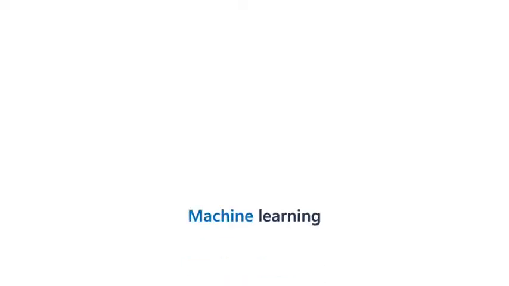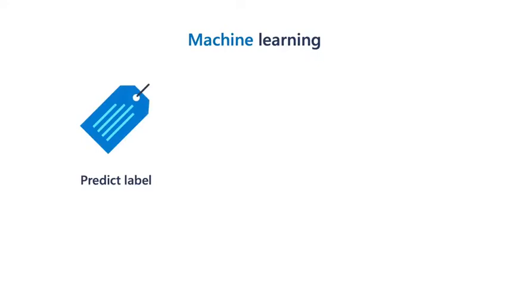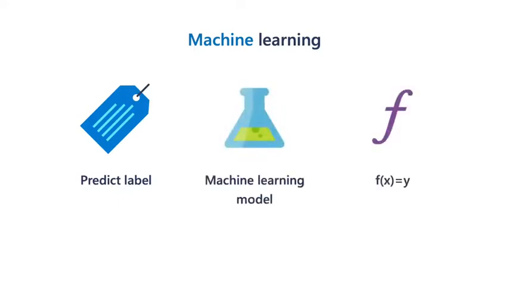Before exploring how to train a deep neural network, or DNN, machine learning model, let's consider what we're trying to achieve. Machine learning is concerned with predicting a label based on some features of a particular observation. In simple terms, a machine learning model is a function that calculates y, the label, from x, the features: f of x equals y.